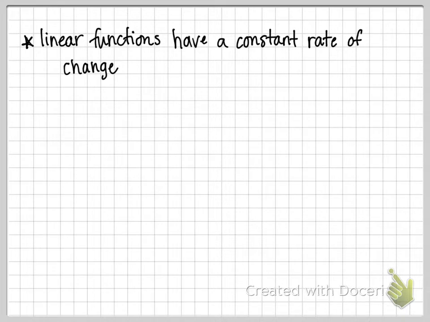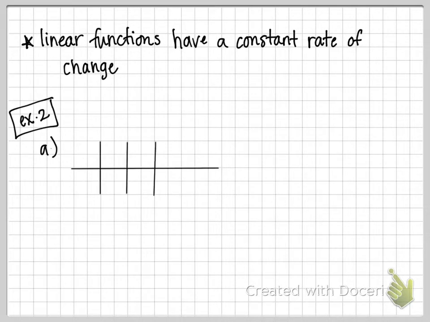A constant rate of change means the x values are changing at the same rate and the y values are changing at the same rate. If they are, then those points are part of a linear function. So we'll look at what that looks like. Example 2. They're going to give you a chart and they're going to say, do these points represent a linear function? Why or why not? And then we have to look at the rate of change. So you'll be given a set of x values and a set of y values.